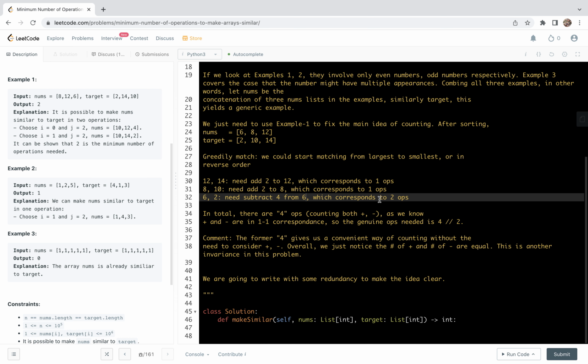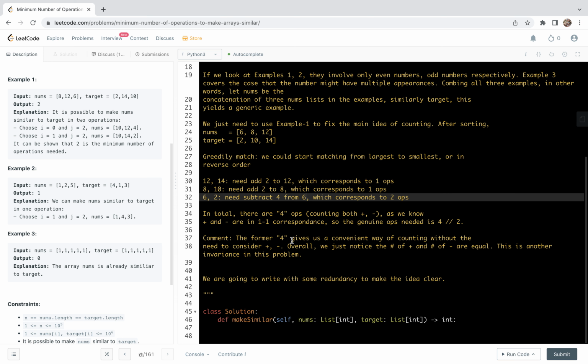From 6. So in order to match the 2, which corresponds to 2 operations. Here the 2 operation is minus. So in total there are 4 operations. So if we do not care about plus or minus, we can see we are counting all the plus or minus. As we know, plus and minus are in one-to-one correspondence due to the operation nature. So the genuine operations needed is 4 integer-divided by 2, right?